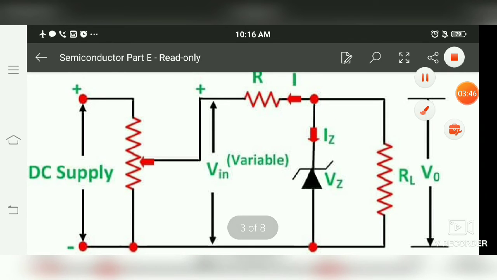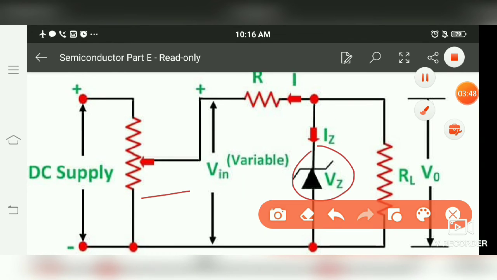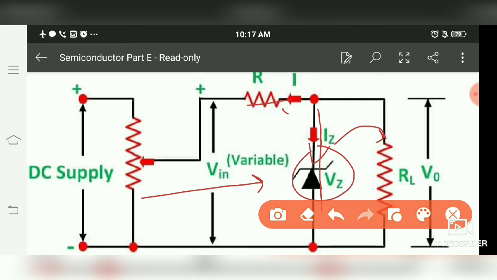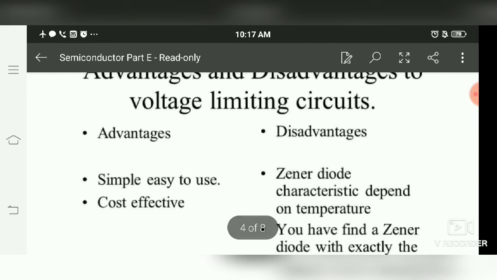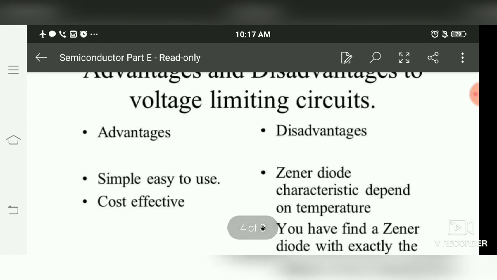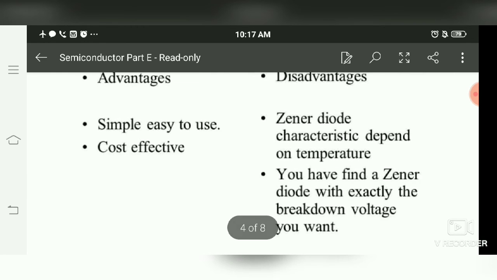It is connected like this in parallel with the input. Whenever there is a change in current, it will pass through this and it will maintain the same voltage across it. If excess current is there, it will let it pass through by keeping the voltage stable at the output. Advantages: it is simple, easy to use and cost effective. But the disadvantage is that it depends upon the temperature, so with a change of temperature, it does not work properly.